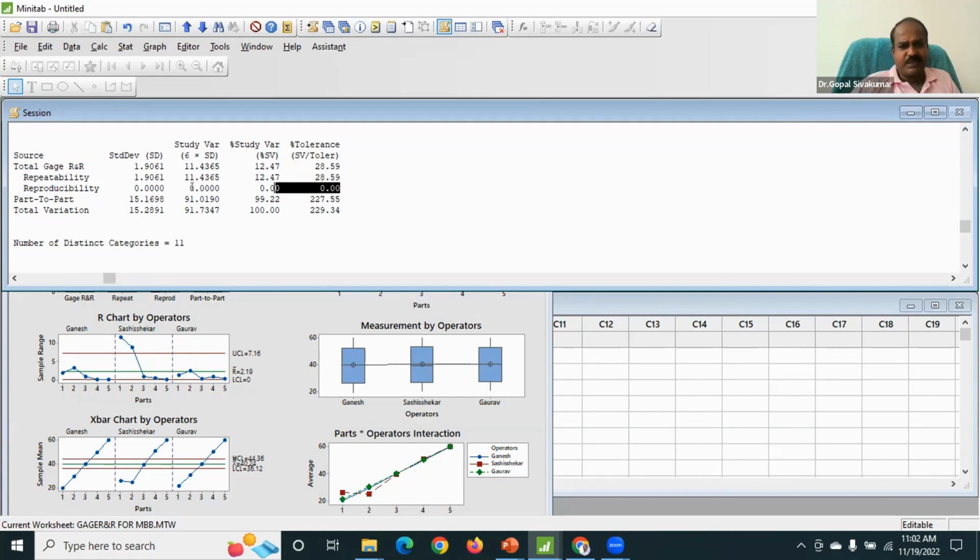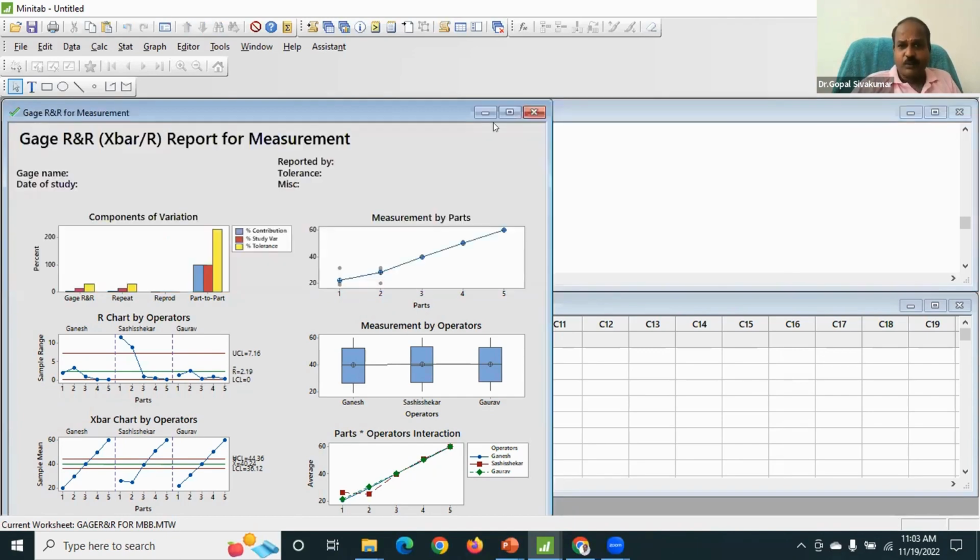Reproducibility is not much. It is showing 0, but it means not much. So the problem is with the repeatability only. Now, who is causing the problem? Can we figure it out? Because repeatability means operators' ability to produce the same reading. Let us look at the graph, and then probably we will be able to find out.